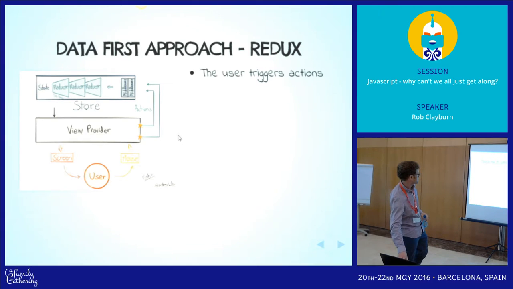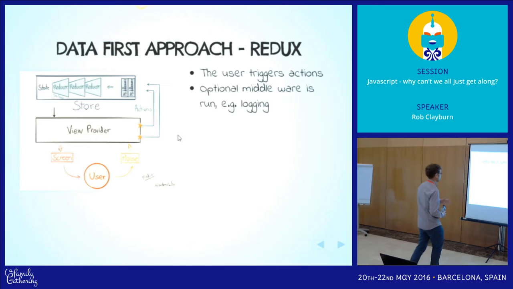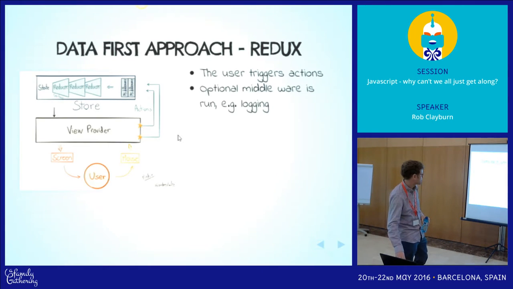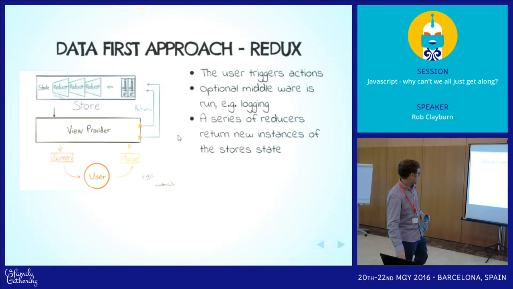So the user triggers an action, click on button. Optionally, you have some middleware that will run, a bit like what could be used for logging or altering the action. And then what you have is a series of reducers, which are pure functions, which take in your action and say, oh, Rob clicked on the button. This button has an action to do. I need to modify the state and produce a new version of the state.